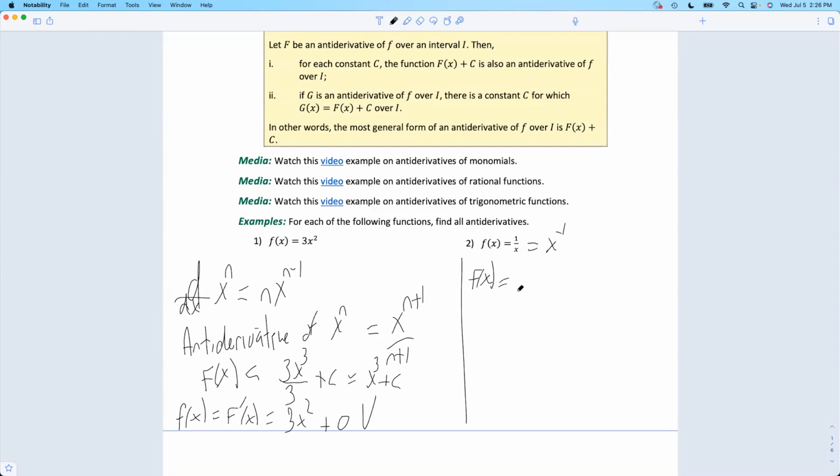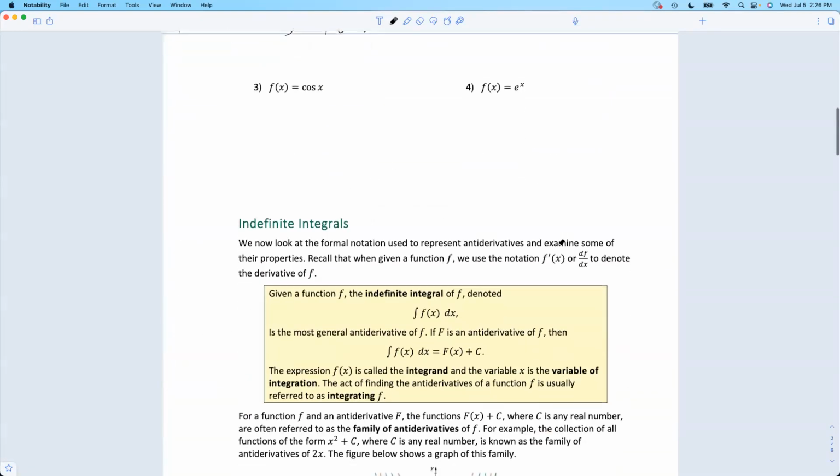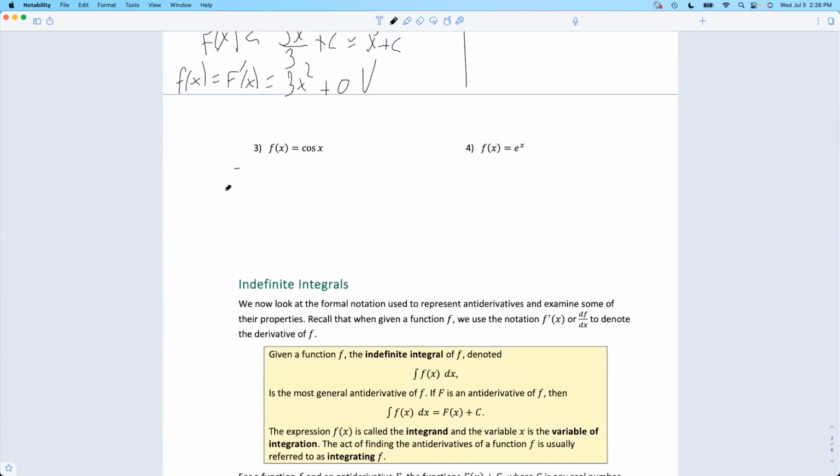And technically, you'll see this proven when you get to calculus 2. This is actually the natural log of the absolute value of x plus c. And anytime we're taking an antiderivative, we put a plus c on.